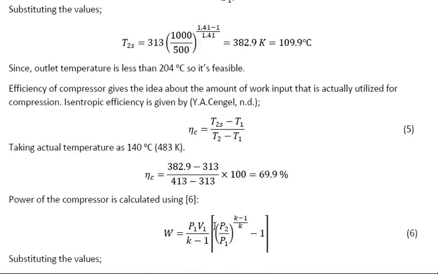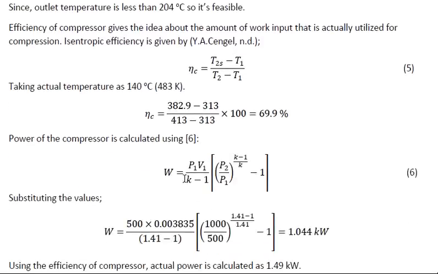After that we can find the power of the compressor. For that we have P1, the inlet pressure, V1, the inlet volumetric flow rate, and this pressure ratio. We just need to substitute these values. It comes out to be 1.044 kilowatt. We know that the isenthalpic efficiency is 69.3, so we can divide this ideal power by this efficiency to get the actual power. That comes out to be 1.49 kilowatt. Okay, so that's all for the compressor design.